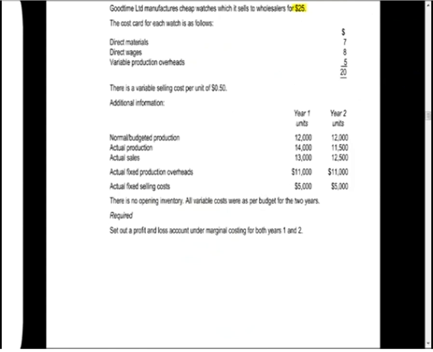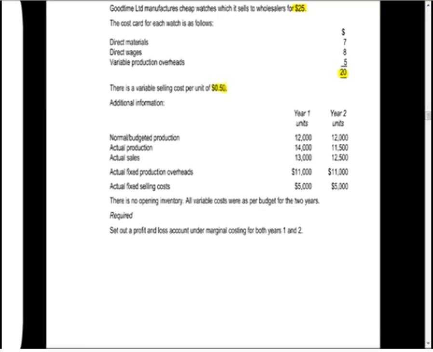So Good Time is manufacturing watches, which it sells for $25, and we've got some information about the production costs. So the direct production costs are $20 per unit, and we have a variable selling cost, perhaps a box or something to put it in, of 50 cents per unit. We're given some information then about what we expect and what we actually make and sell in 2 years, as well as the actual fixed overheads for production and selling.